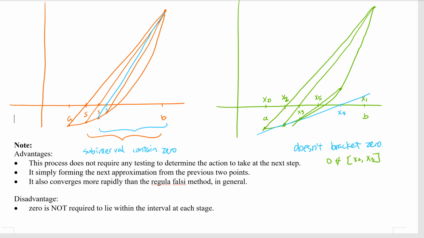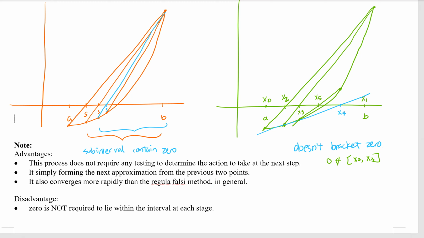But here, with the secant method, we don't need to do that. The previous 2 points give us the next point. We just use the formula. So it's simply forming the next approximation from the previous 2 points. It also converges more rapidly than the regula falsi method in general. If it converges, then it converges faster. But the problem is we don't guarantee convergence for the secant method.